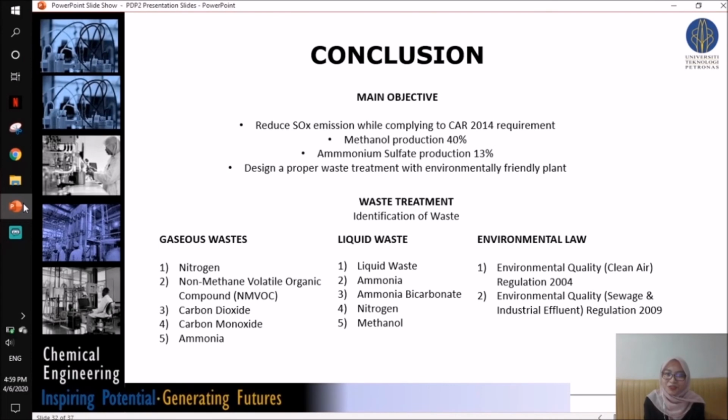Thank you. To conclude our project, we have successfully achieved our main objective, which is to reduce SOx emission while complying with the CAR 2014 requirement, which correlates the relationship between human and environment. We also managed to design a proper waste treatment system, as discussed earlier by Shazlina, according to environmental laws. In addition, we also managed to achieve our value-added product production, such as methanol production by 40% and ammonium sulfate production by 13%.